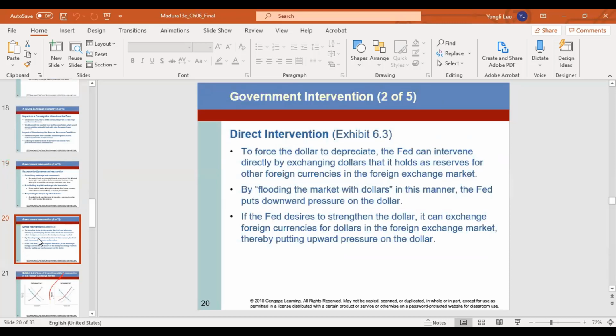Direct intervention can be used to force the dollar to depreciate. The Fed can intervene directly by exchanging dollars that it holds as reserves for other foreign currencies in the foreign exchange market. By flooding the market with dollars in this manner, the Fed puts downward pressure on the dollar's value. If the Fed desires to strengthen the dollar, it can exchange foreign currencies for dollars in the foreign exchange market, thereby putting upward pressure on the dollar.